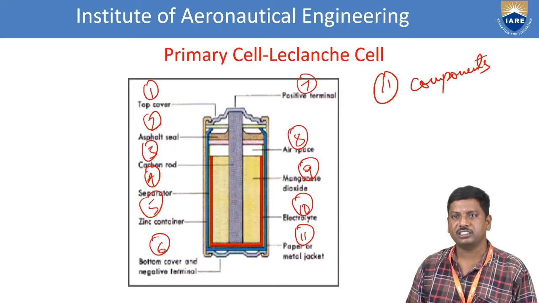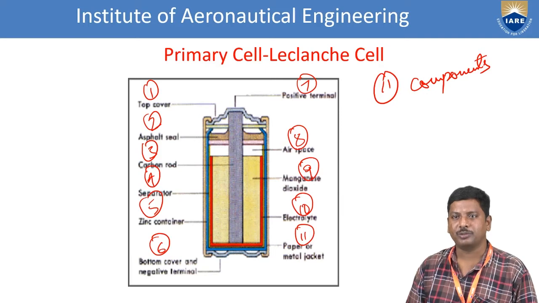First of all, we see the Leclanche cell in the first model. It contains 11 components. That means top cover, asphalt seal, carbon rod, separator, and zinc container, and bottom cover, and the negative and positive terminals are very, very important. This can act as both anode and cathode. And an airspace for the reaction rates.